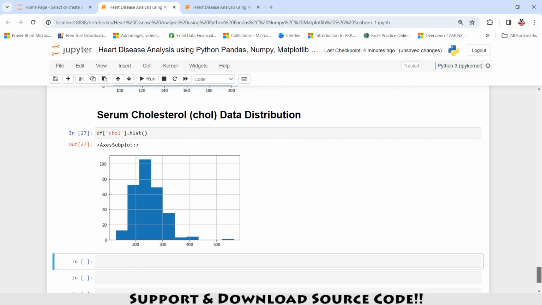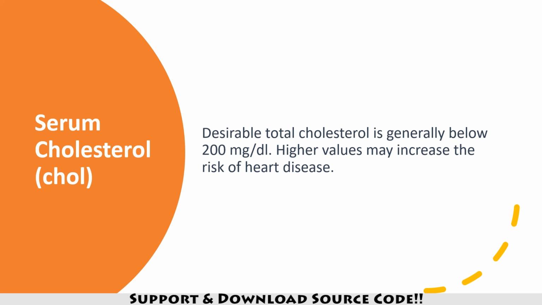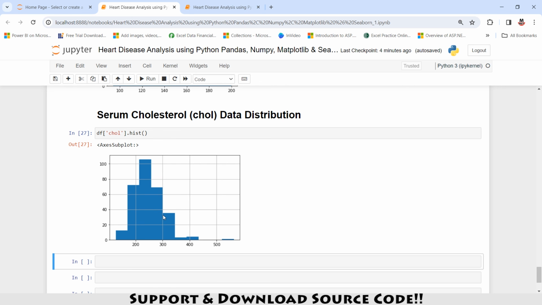As per the presentation, the value of serum cholesterol must be below 200, and if the values are higher than 200, that means there are more chances of heart disease. As per this data, I have almost 100 respondents having serum cholesterol more than 200. So only around 70 have serum cholesterol values within the normal range, and the majority have higher serum cholesterol values as per this diagram.